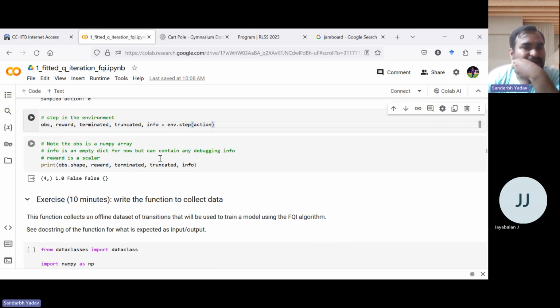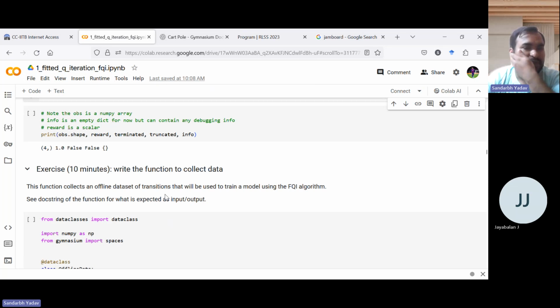So this is the step function, and they are printing. Initially, this is the shape of our observable state space: four state features. Then the reward: they took some random action and got a reward of 1. Terminated and truncated are boolean variables, so it hasn't terminated and is not truncated, and info is a dictionary, which we won't be using either way.